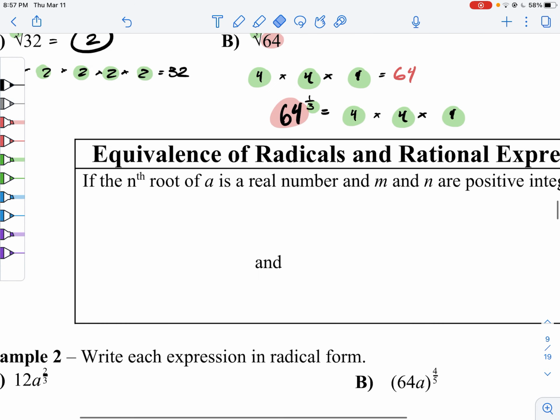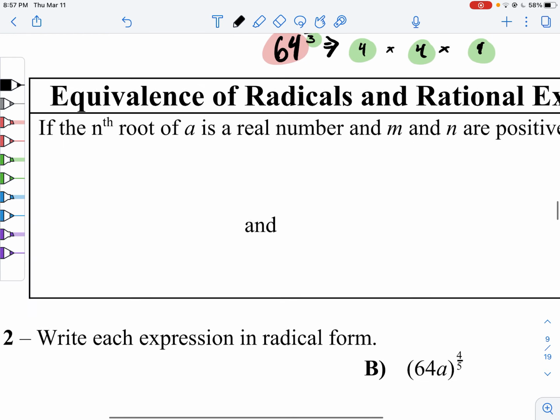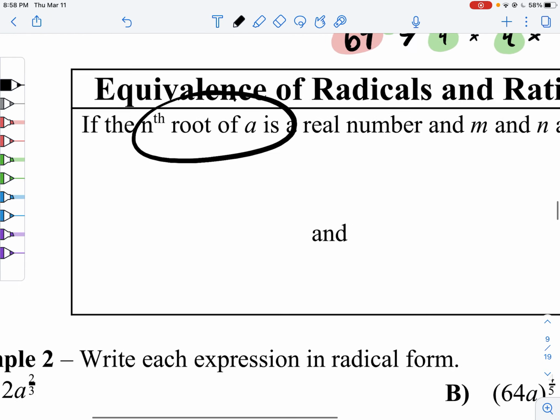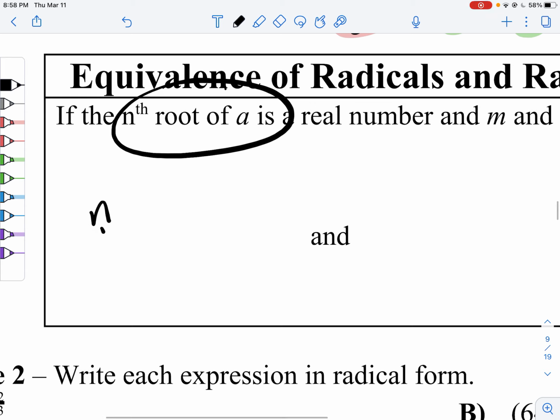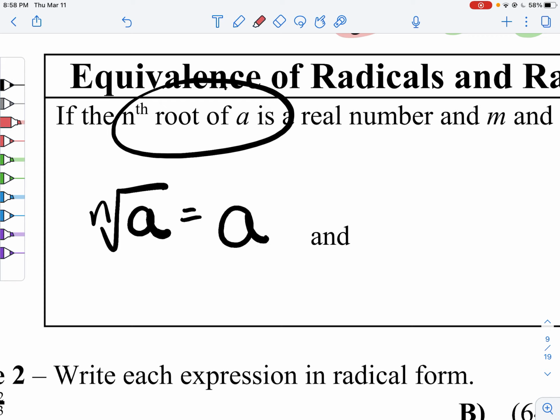So down here, well, this is not an equals. Think of it this way: if you have the nth root of a, you can write that as exponents. That's the same thing as a to the 1 over nth power, a to the power of 1 over n.